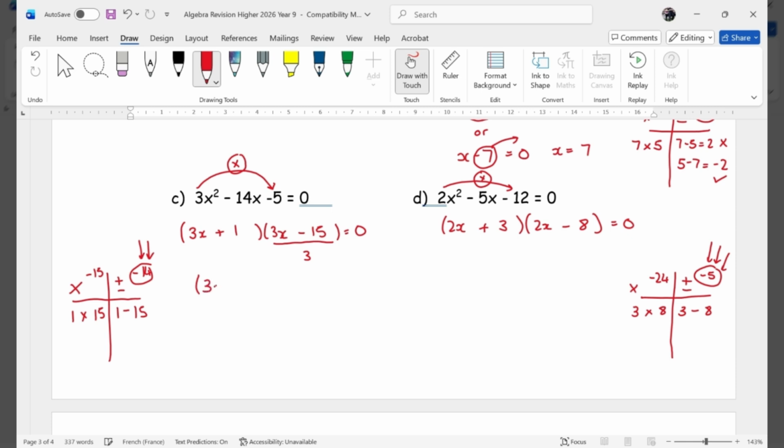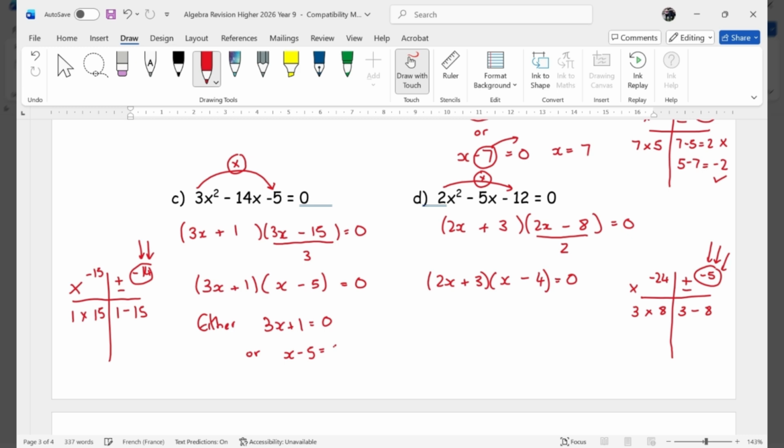So what I've decided is I won't change the first bracket, but I will divide the second bracket by 3, both things in it, and get that. Here, 2 and 3 won't divide by anything, but 2 and 8 are both in the 2 times table. So my final answer, 2x plus 3, and half of 2x is x, half of minus 8 is minus 4. Okay, still have to do the either or bit. Either that bracket equals 0, or that bracket equals 0.